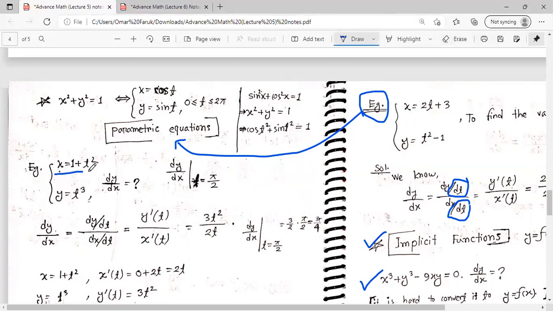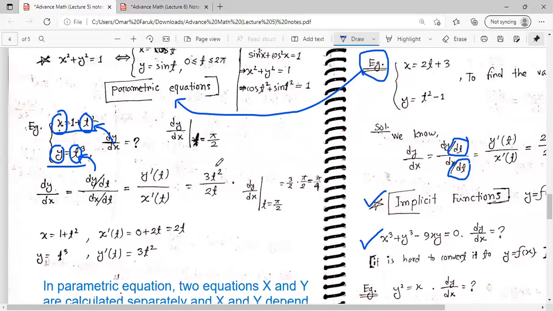we have x equal to 1 plus t squared and y equal to t cubed. In both functions we have t, right? We have t here and also t here. So we have two functions, one is x and another one is y, and these two functions depend on the same variable t. This type of equation is called a parametric equation.